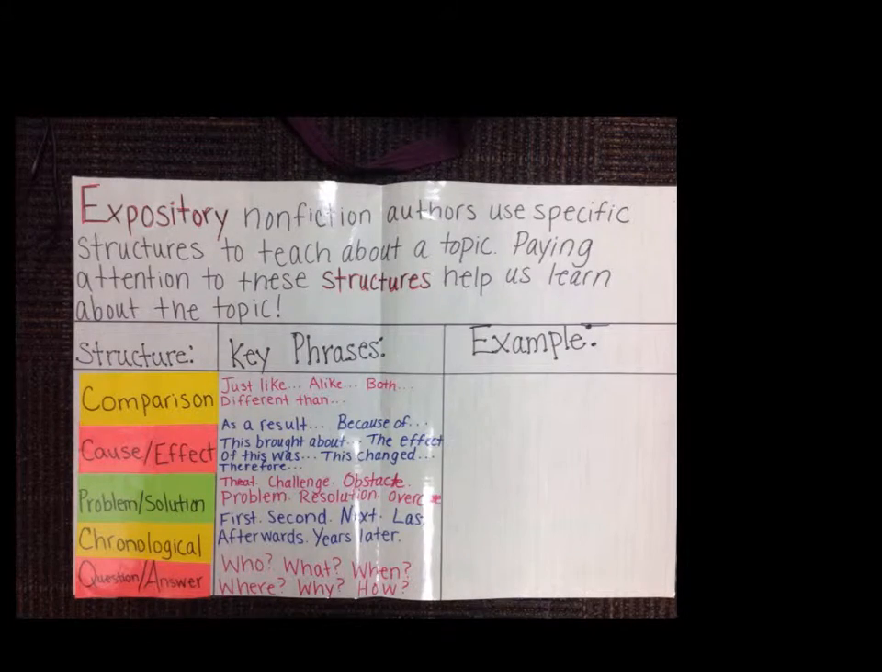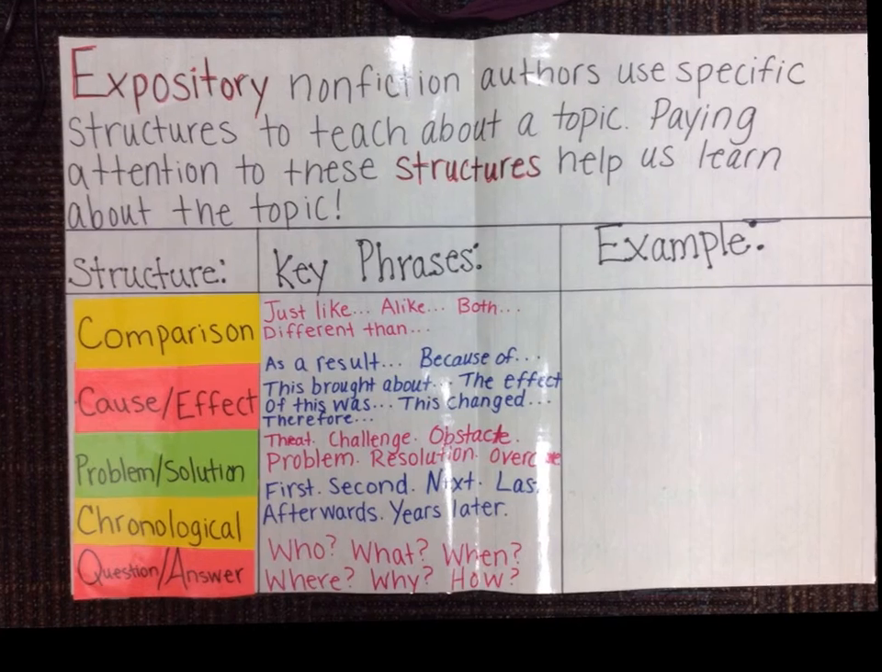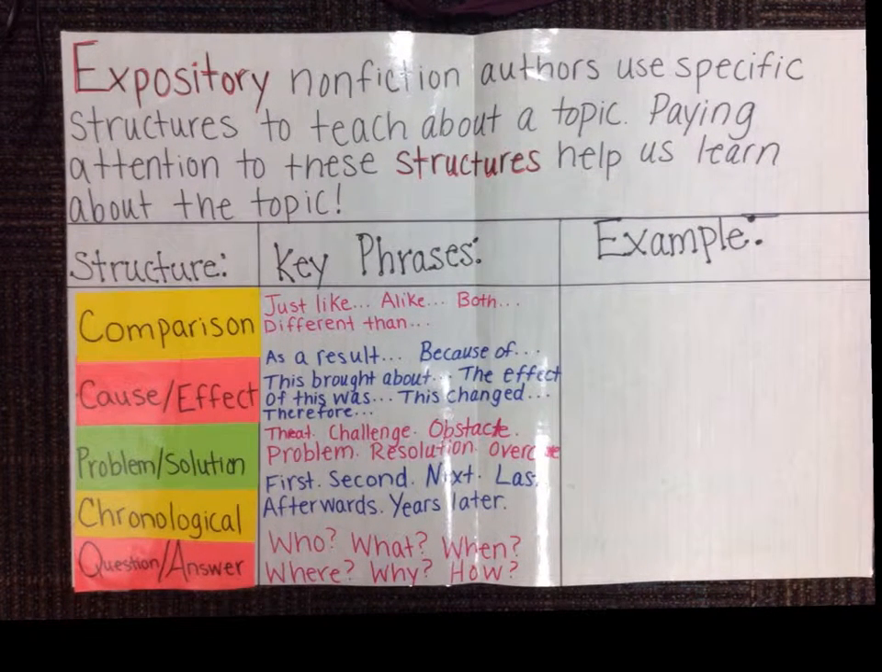If you remember, we used this chart, which you have a copy of in your reading binder. Remember that there are 5 kinds of text structure: comparison, cause and effect, problem solution, chronological, and question and answer. Also remember, there were some key phrases that give us hints about what the text structure might be.